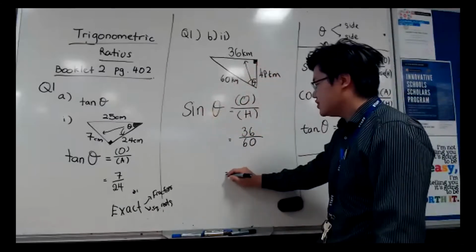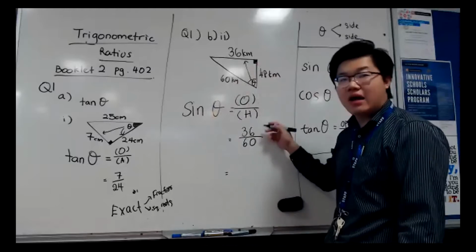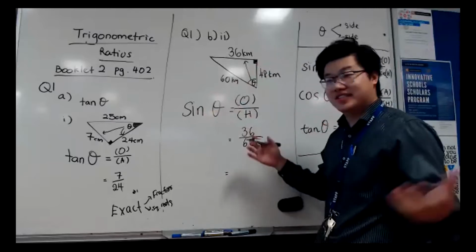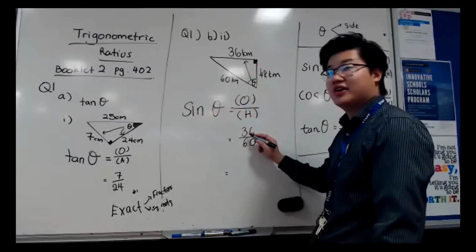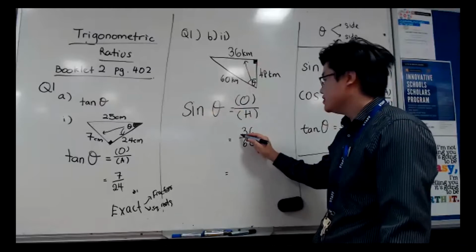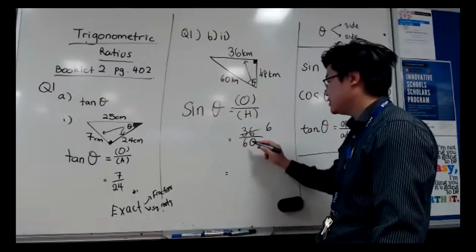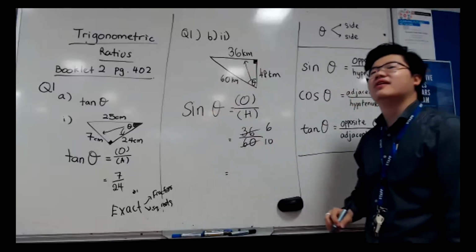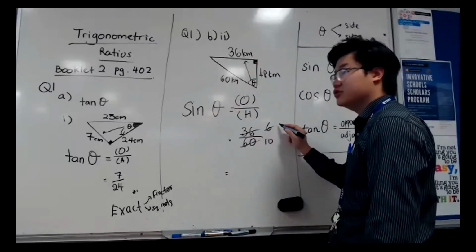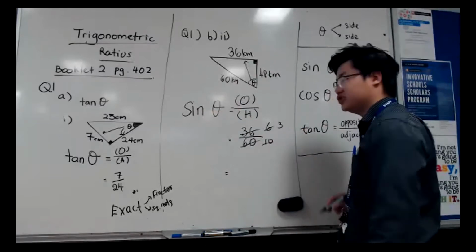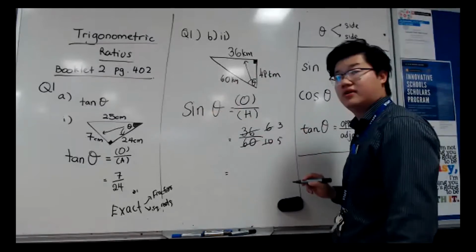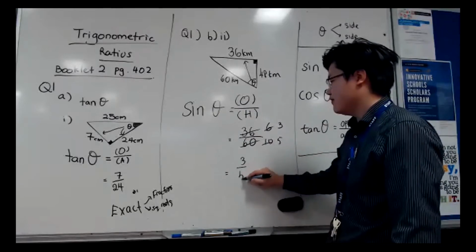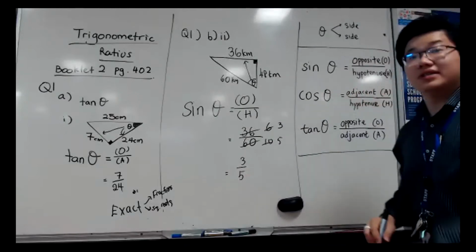So, what do they have in common? A number, which is 6. 36 divided by 6 is 6, so you cross it out and replace it with 6 over 10. Is that the simplest? No. Divided by 2, which gives you 3, and divided by 2, which gives you 5. Are we all following? Yes, 3 over 5.